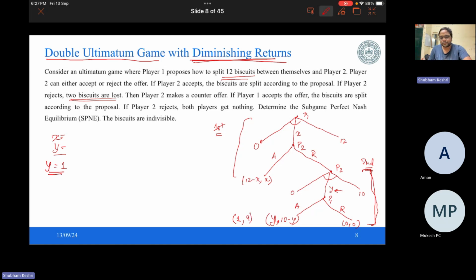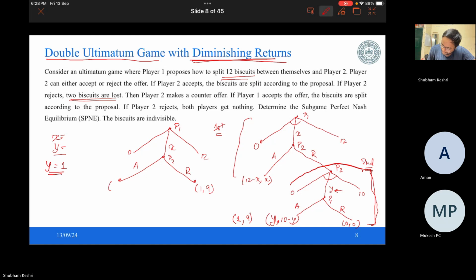Is this all right? Now we can remove this game. If you think about removing this game, then what will the game be now? This is 0, this is 12, this is x. Now player 2 will play. He can either accept the offer or reject the offer. If he rejects the offer, then the utility will become 1, 9.